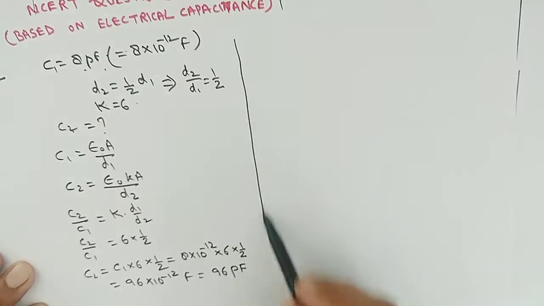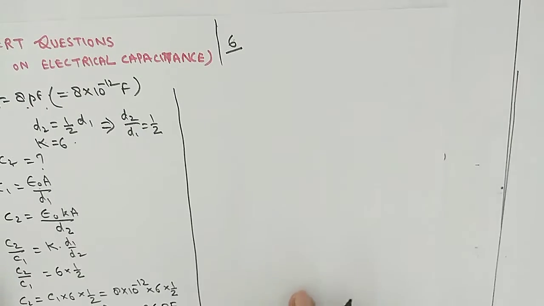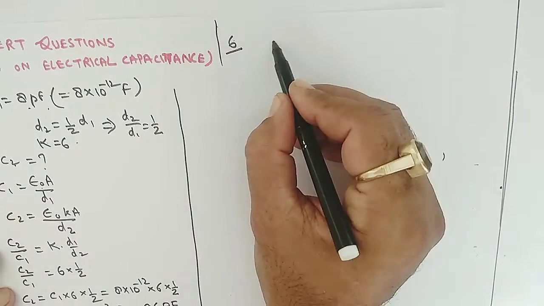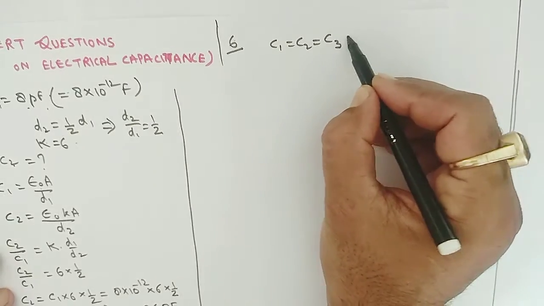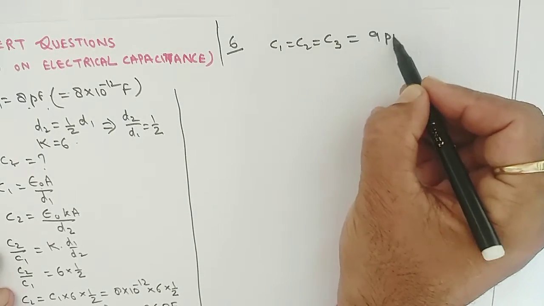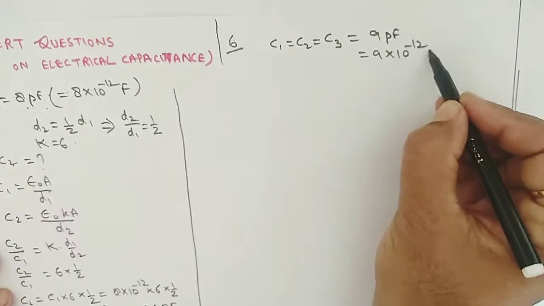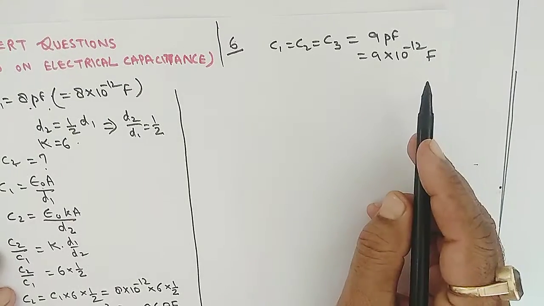Now come to question number 6, that is the second question, which is based on the electrical capacitance. Three capacitors of capacitance 9 picofarad are connected in series, that is C1, C2 and C3. Each capacitance is equal to 9 picofarad, or 9 into 10 to power minus 12 farad, given in the question, connected in series.